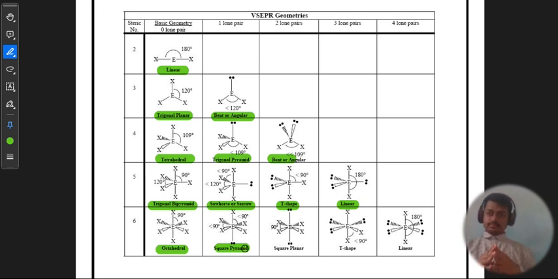If there are two lone pairs and 4 bond pairs, then it is known as square planar. With 3 lone pairs, all of the lone pairs will be in the equatorial position, giving a T shape. And if there are 4 lone pairs and 2 bond pairs, the result is a linear shape. So these structures you should remember very well to predict the shape of a given molecule in an exam.